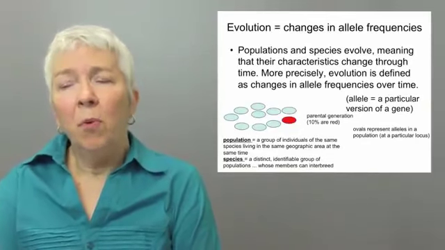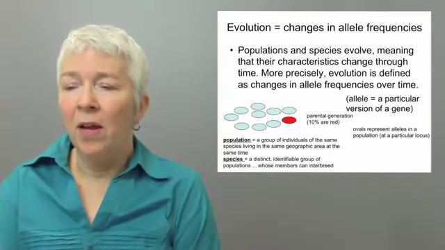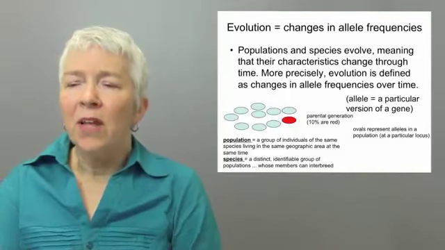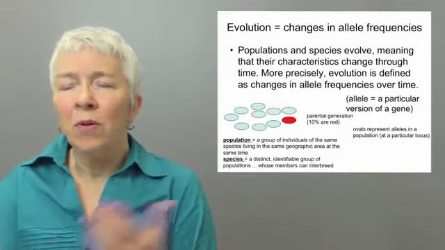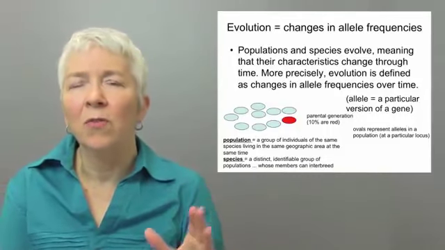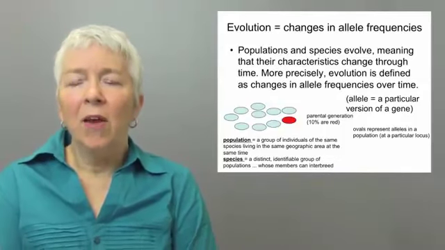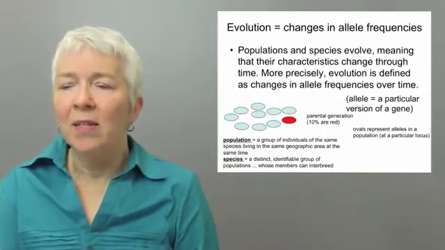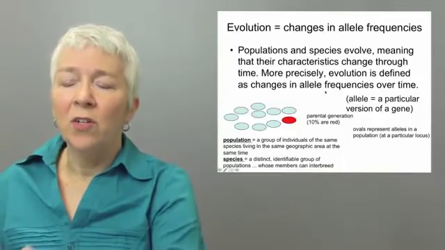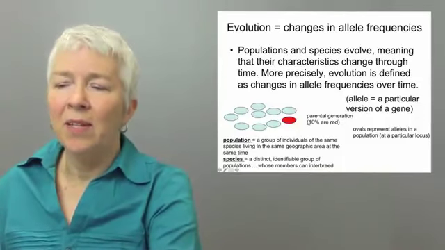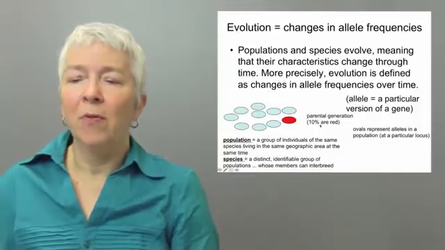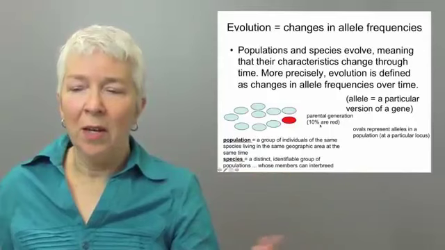So one of the important things to note about evolution is that when one says that populations and species evolve, this means that their characteristics change through time, and specifically characteristics that have a heritable basis. But one can define evolution as changes in allele frequencies over time. And I've got a very simple example for you right now. This group of ovals here is supposed to represent a group of alleles in a population.